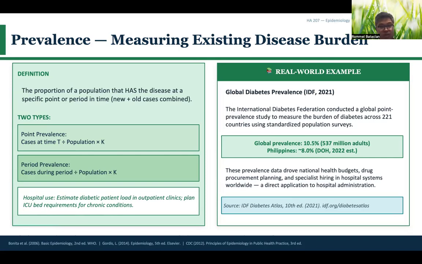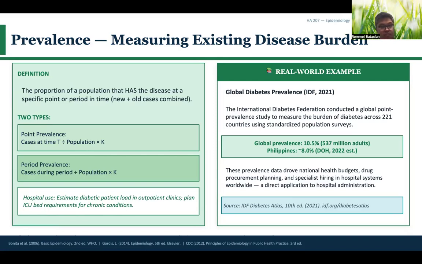So an estimated 537 million adults, so more than half a billion individuals worldwide. In the Philippines, there's also a DOH study. The prevalence is about 8% of the adult population. So now think about what these prevalence figures drive.